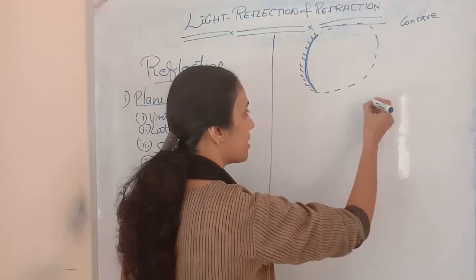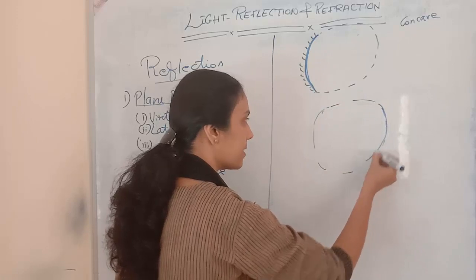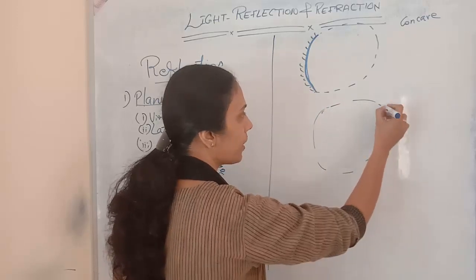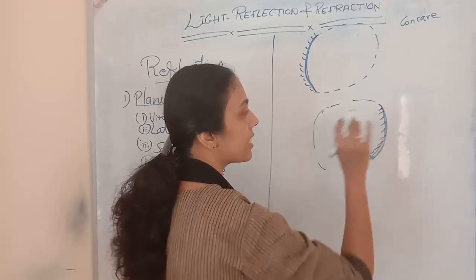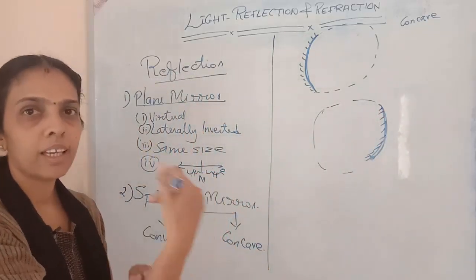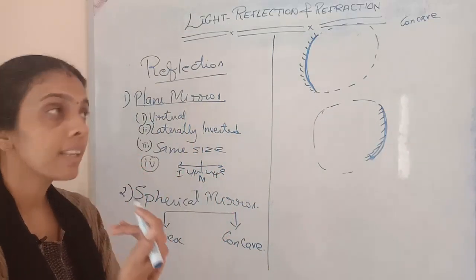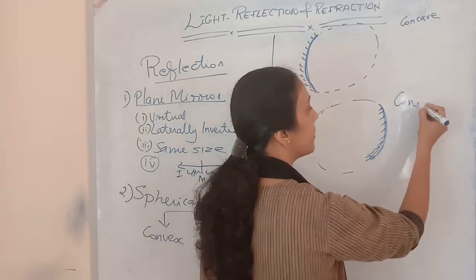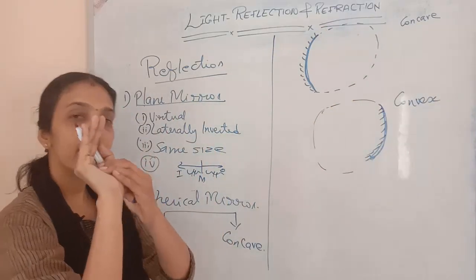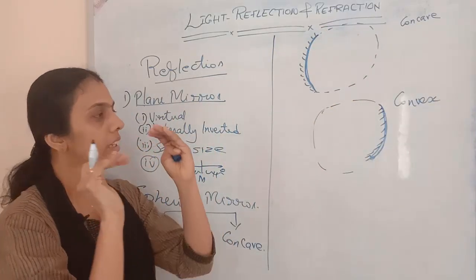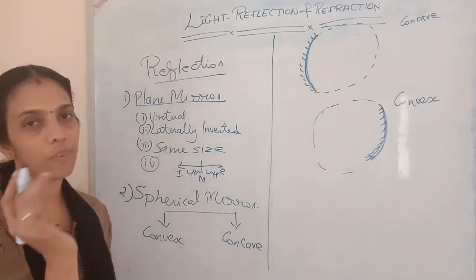If this is a sphere and I am taking a reflecting surface like this, the reflecting surface is bent outwards. If the reflecting surface is bent outwards, then we can say it is a convex mirror. If the reflecting surface is caved inside, then it is called a concave mirror.